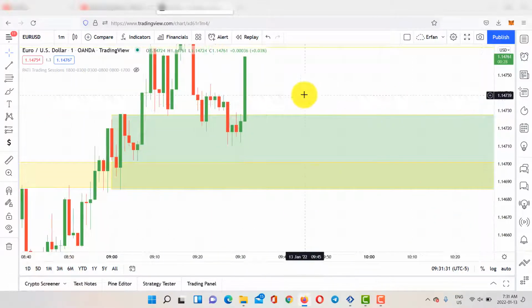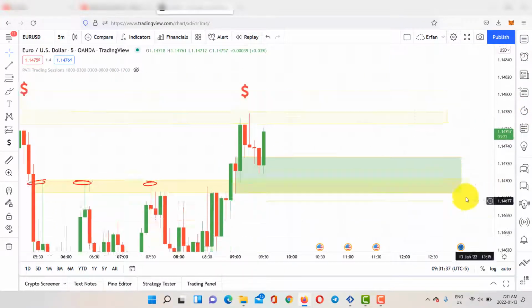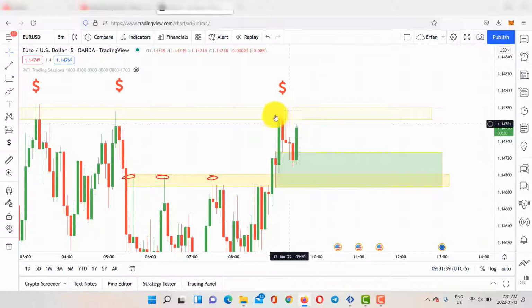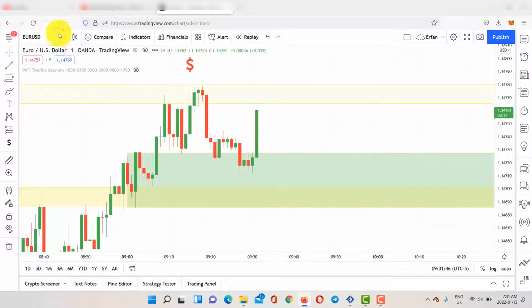Wow, EUR/USD is killing it. We missed this move. We definitely missed this move. Let's see. Yep, as I'm saying, it's going up to stop out every single seller. I told you.